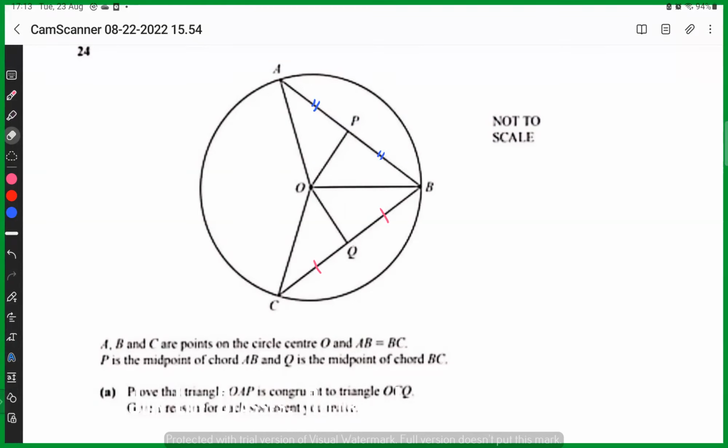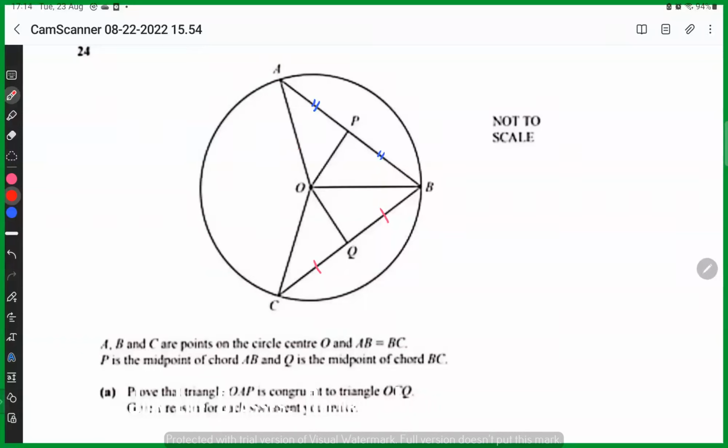Prove that the triangle OAP is congruent to the triangle OCQ. Give a reason for each statement you make. First of all, I'll just look for the radius because I know that is the same. Can I answer? Yes, you can answer.